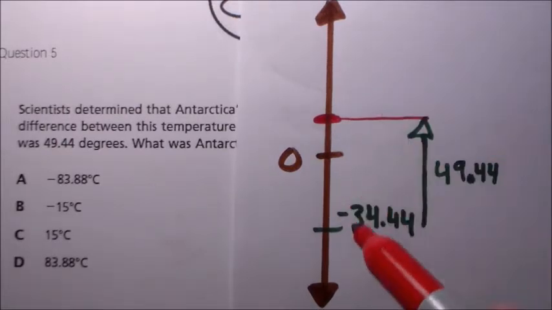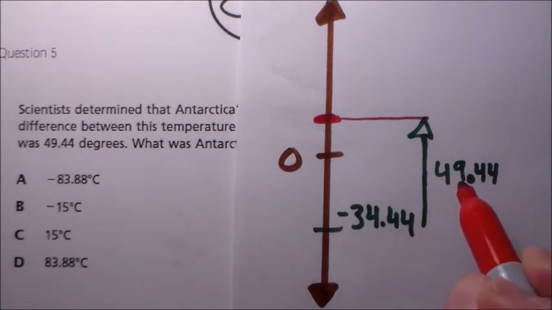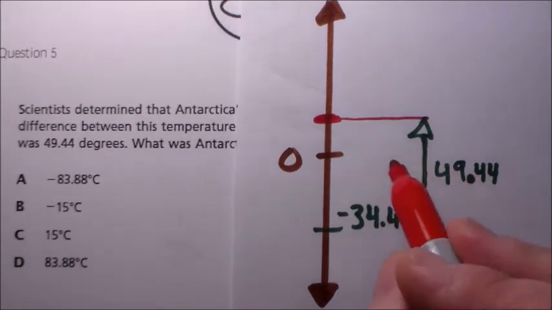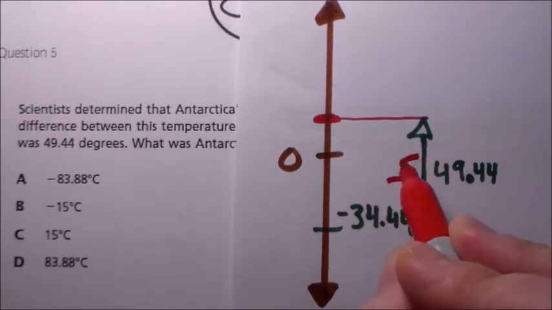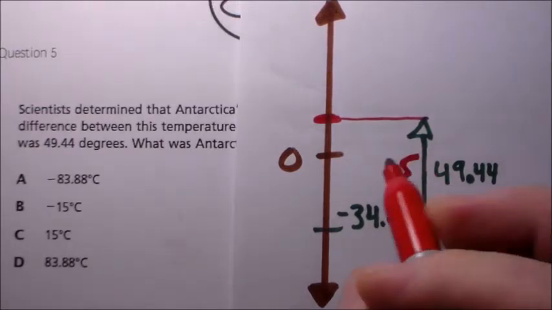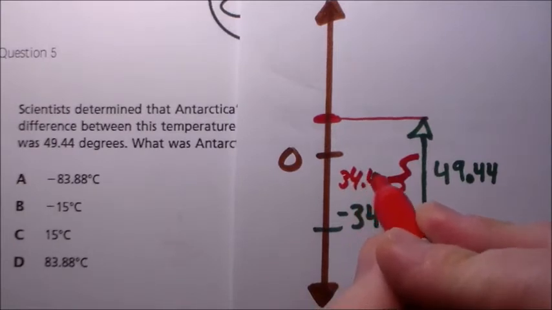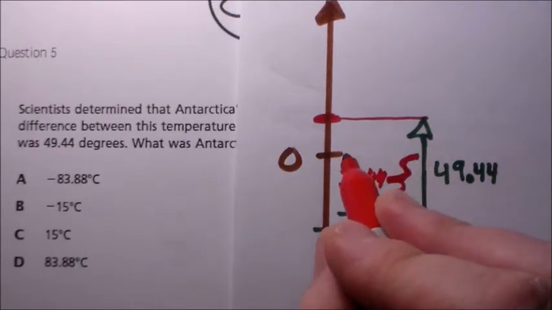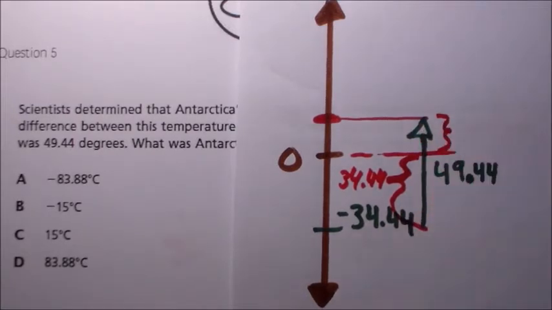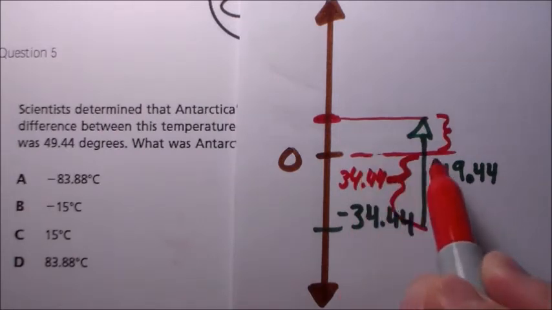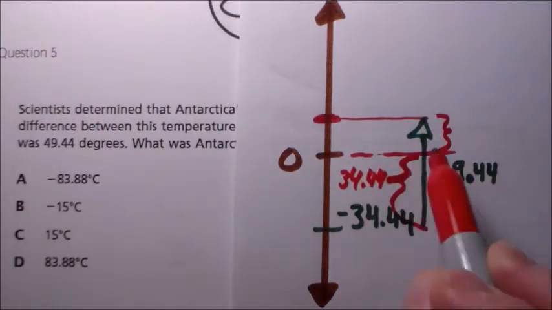So how do we do this? Traveling through zero is difficult, but if we know that we're going 49.44 and we're using 34.44 to get back to zero, what we have left will take us to our answer. So if we're using 34.44 of this amount to get back to zero, the rest will take us to our answer.